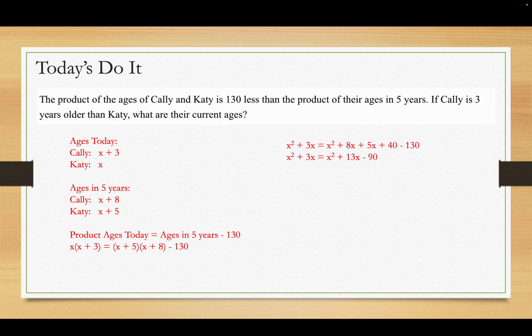Ooh, look at this. We can subtract x squared from both sides, and we get 3x equals 13x minus 90. Subtracting the 13x, and I get negative 10x is negative 90. Danger, danger, danger there. Make sure you're peeking in front of that 90 to remember it is negative. That 13 is positive, so I have to subtract 13x from both sides, and 3x minus 13x is negative 10x. I divide and I get x is 9. So what does that mean? That means Katie is 9 today, and Callie is 12. Okay.